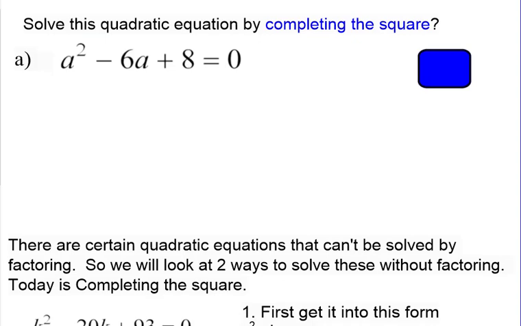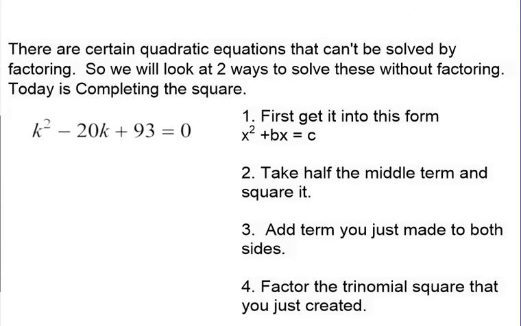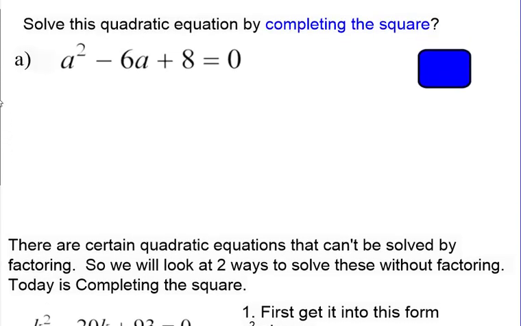So solve this quadratic equation by completing the square. Like a goof, I put all the steps down here, but it's going to apply to the ones up there. So we've got a squared minus 6a plus 8 is equal to 0. In order to complete the square, we're trying to force ourselves to have perfect squares that we can factor. And so your first step is to get into the form x squared plus bx is equal to c.